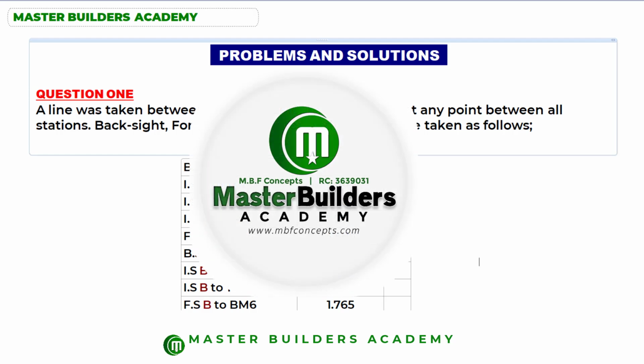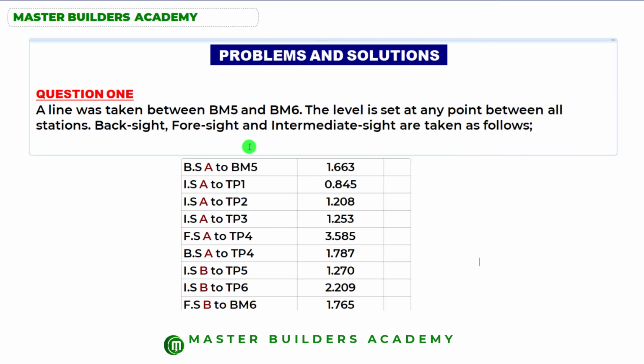We have question number one before us. A line was taken between BM5 and BM6. BM means benchmark; it is an acronym. BM5 is the starting point, and BM6 is the finishing point or the end point. The level is set at any point between all stations. We have the backsight, the foresight, and the intermediate sights taken as follows.